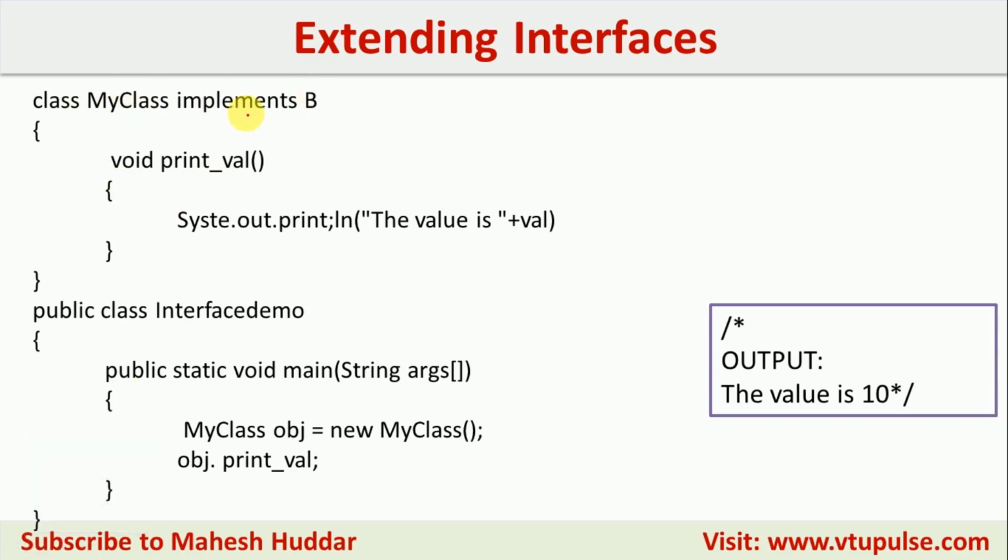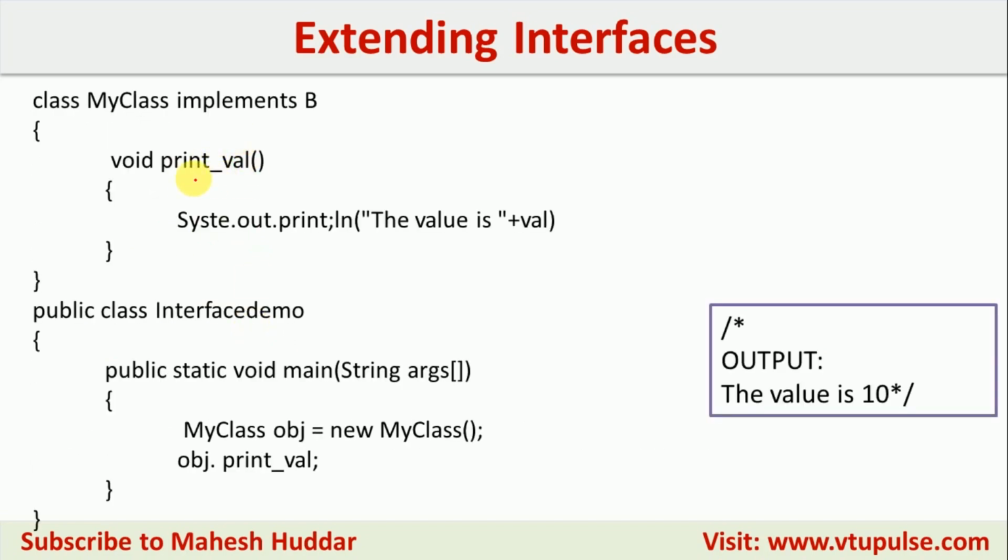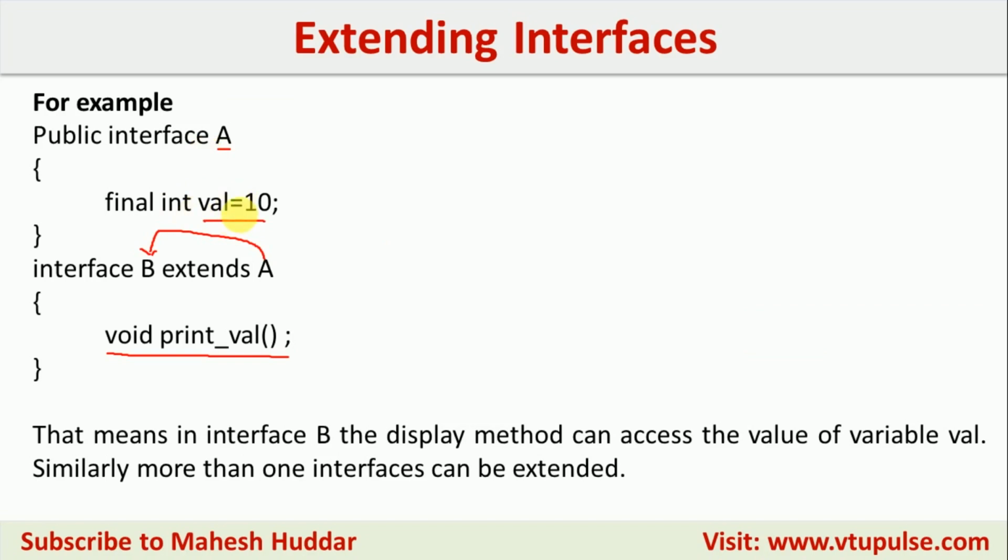What is present in B? In B we have print val, so that is implemented here. That is print val here. The value of VAL is printed. So what actually happens is, whenever you call this particular print val, the main value, that is 10, will be printed in this case.